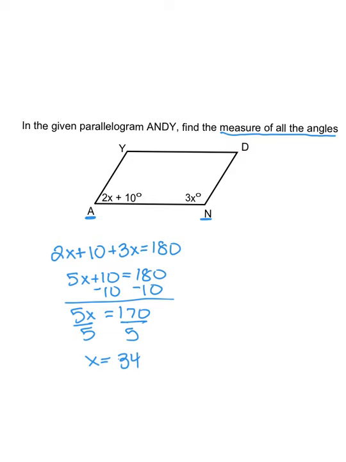So if x is 34, if I want to find angle A, 2 times 34 plus 10, that's 78. So this one here is 78. 3 times 34, 102. And then to find the missing angles that aren't even labeled, since A is 78, if I go across, D is 78. Since N is 102, if I go to the opposite angle, it's also 102.